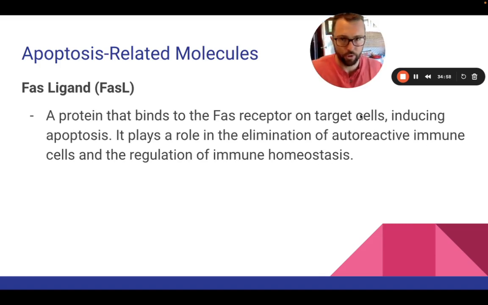Next group, apoptosis-related molecules. So the Fas ligand is a protein on the surface of cells that binds to the Fas receptor on specific target cells, inducing apoptosis. It plays a role in the elimination of autoreactive immune cells and the regulation of immune homeostasis, right? So these are the things that come out on the surfaces of the cell and tell cells when to cut out and basically facilitate their death.